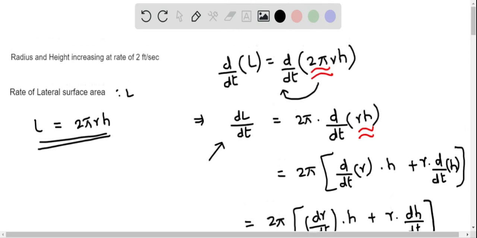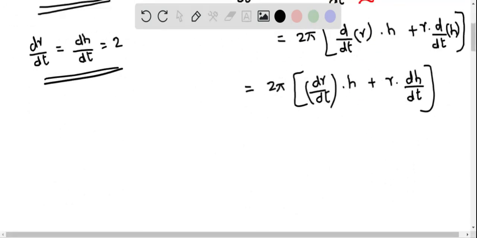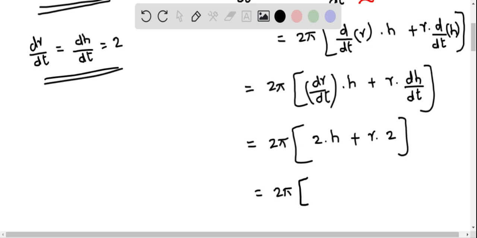Now we can see from the given information, both the radius and height are increasing at the rate of 2 feet per second, which means if we convert that to mathematical equivalent using the derivatives, dr over dt equals dh over dt, and this is given as 2. So we can use this information in this equation. I'm going to plug that here, 2 pi times, instead of dr over dt, I plug in 2, and then I have the h plus r times dh over dt, and this is also 2.